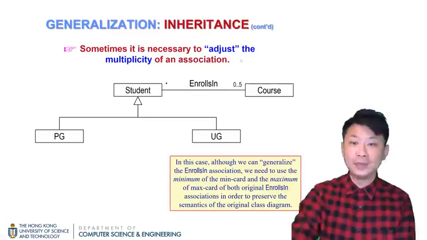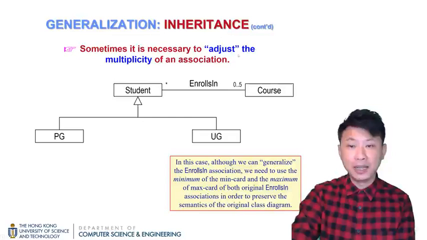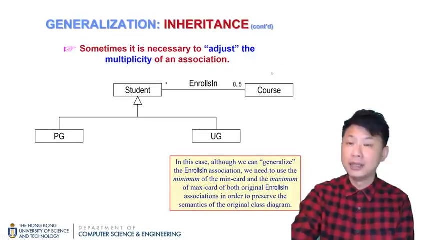Notice that again, in a class diagram, you can always put a note beside and say that, for example, PG students are 0 up to 3 courses, and UG students are 1 up to 5 courses. You can always provide additional information using a note.